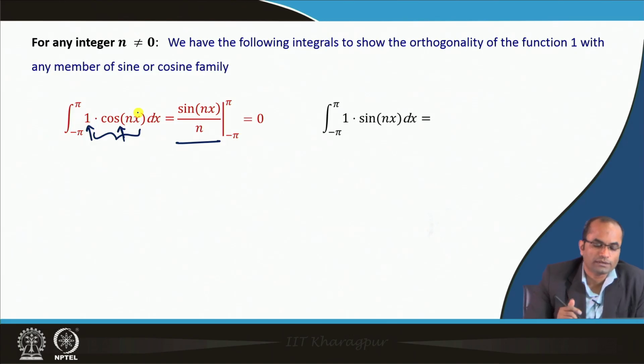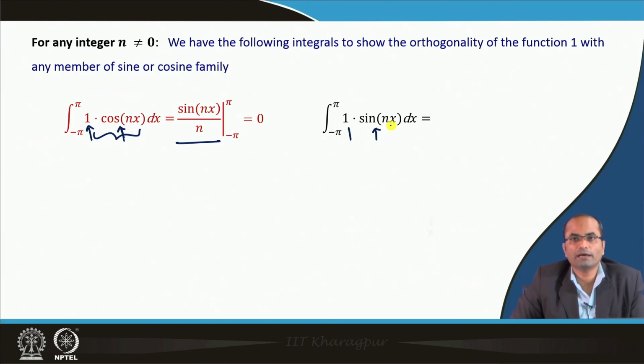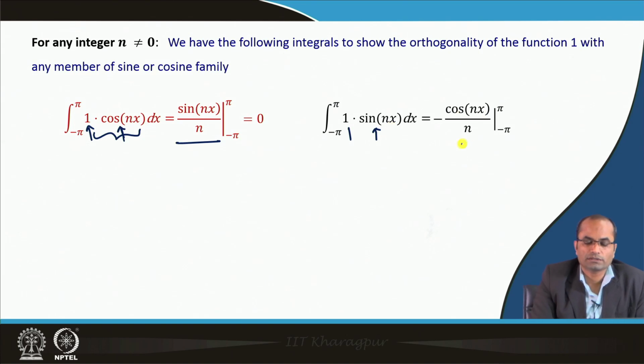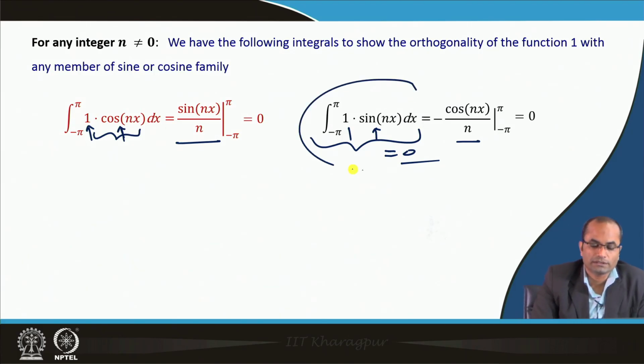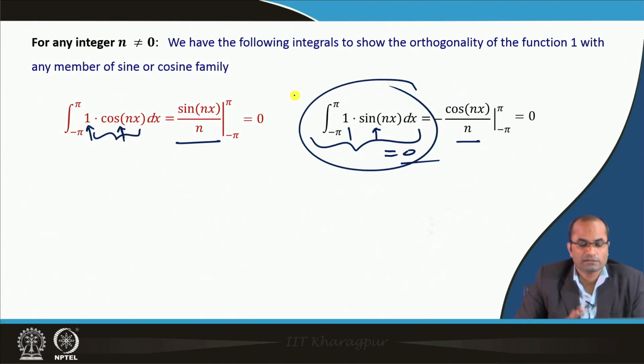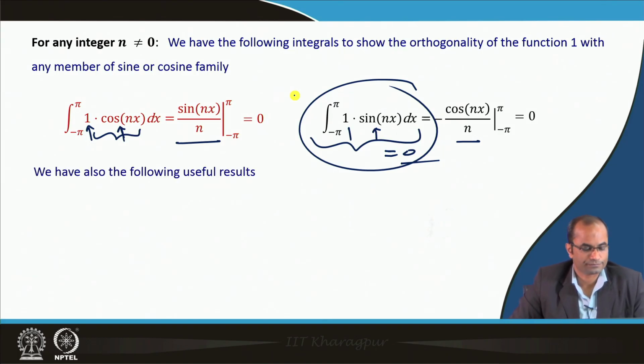Similarly, we can also prove that with 1, if we take any member of the sine family from our trigonometric system, then again we get minus cos n x over n, or indeed directly we can say sin n x is an odd function and the value is 0. So, the value of this integral is also 0. So, at least we have seen that with 1 we can take any member of the cosine family or any member of the sine family, and these are orthogonal.